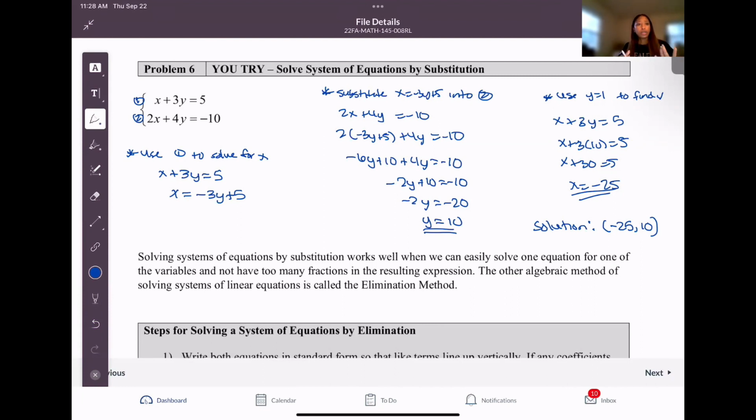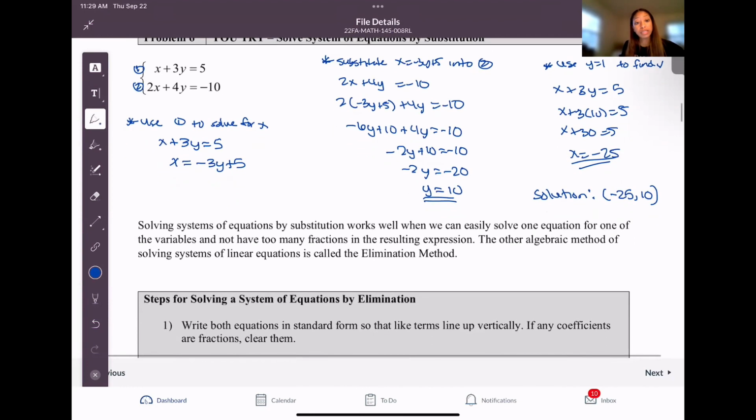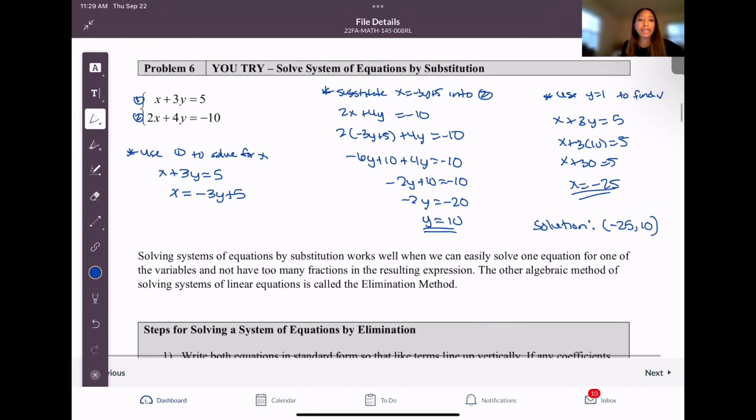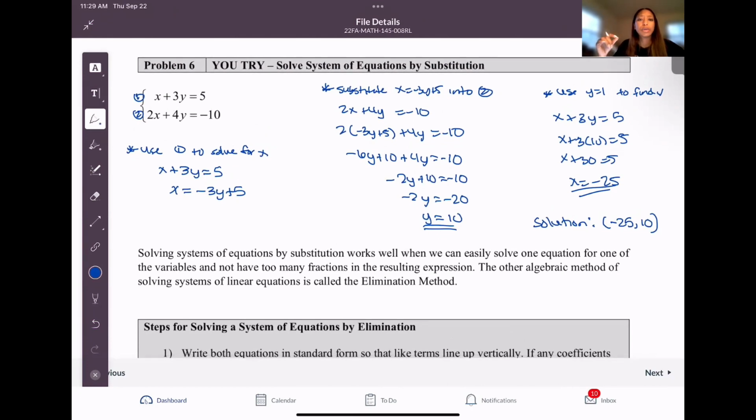So we've gone over this one method of substitution with a few examples here. The other method that we can use for solving systems of equations is called the method of elimination. And basically it deals with adding the two equations together, but we want to add them in such a way that one of the variables gets eliminated.